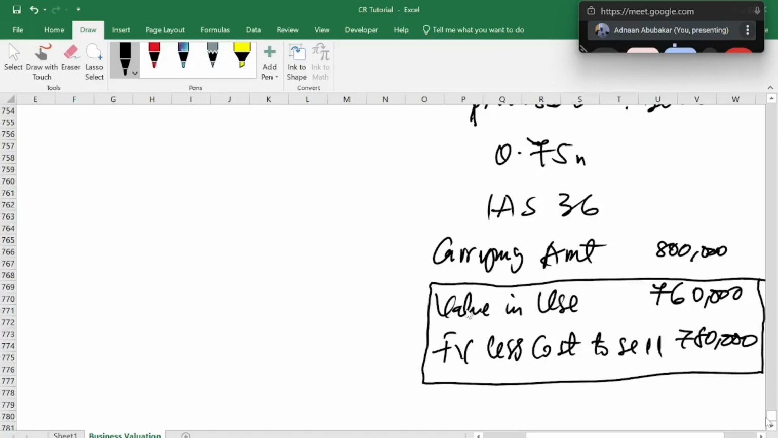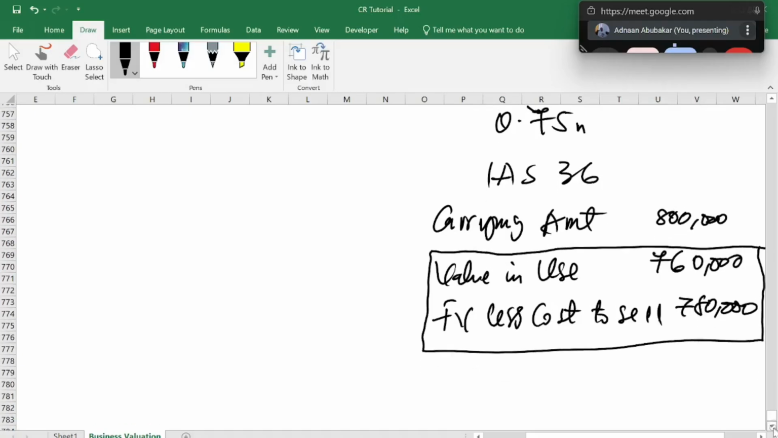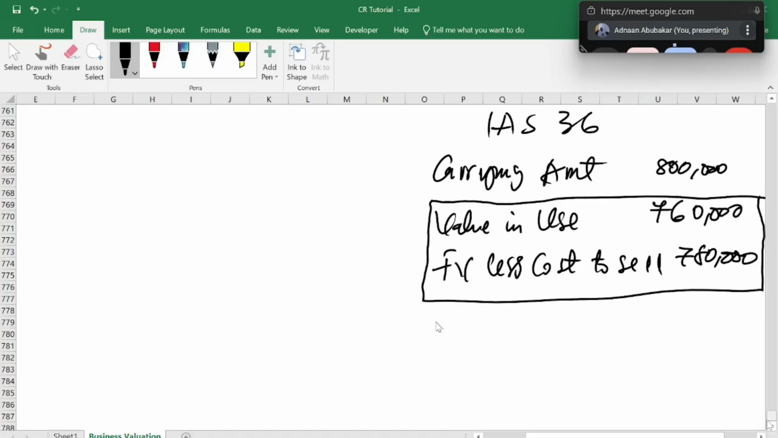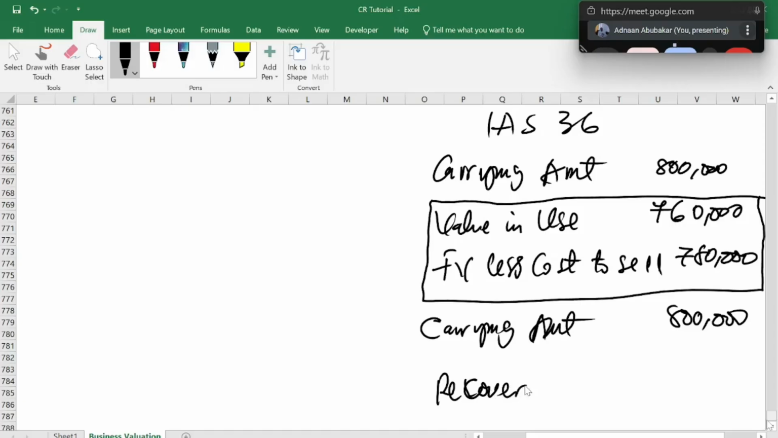You understand? It means that if they continue using the asset, this will be the value of the asset. If they say they want to dispose of the asset, this is how much they can generate out of it. So you compare the two. Which one is higher in value? 780. Good. Then you compare your carrying amount, 800,000, with the one with the highest value. The one with the highest value we call the recoverable amount, which is 780,000. The difference is 20,000, right? So the 20,000 is what we call impairment.